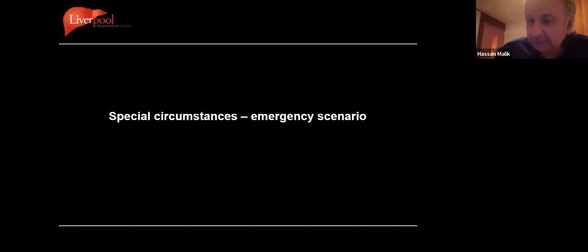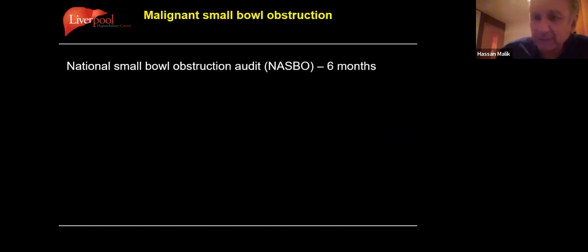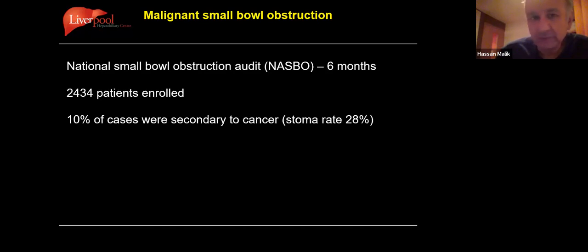In terms of the special circumstances for these types of cases, you can have the emergency scenario. The commonest here we're talking about is small bowel obstruction, really. And this is the data, very old data in the UK from the National Small Bowel Obstruction Audit, which was taken over 6 months. Over 2,000 patients enrolled.